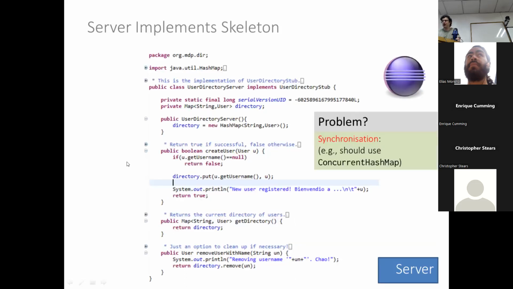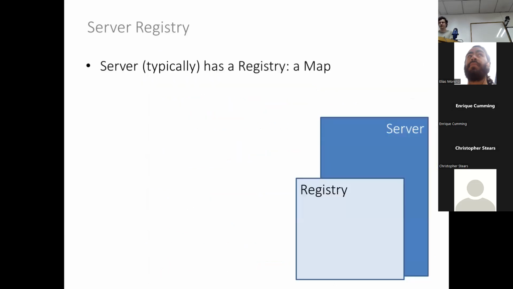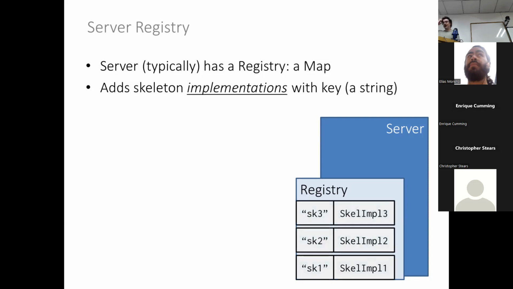The key point here being that the server has to implement the skeleton, and we should also be aware of concurrency. So we might have multiple users. So we have to have thread-safe implementations of whatever we're doing here. The server typically is implementing not just one interface, it can implement many interfaces. So how is this organized? There's something called a registry. And this registry is like a map, like a dictionary. So the server can add skeleton implementations with a key. So it gives a name to the things it's implemented. It says, okay, I've implemented this interface here, and this interface here.